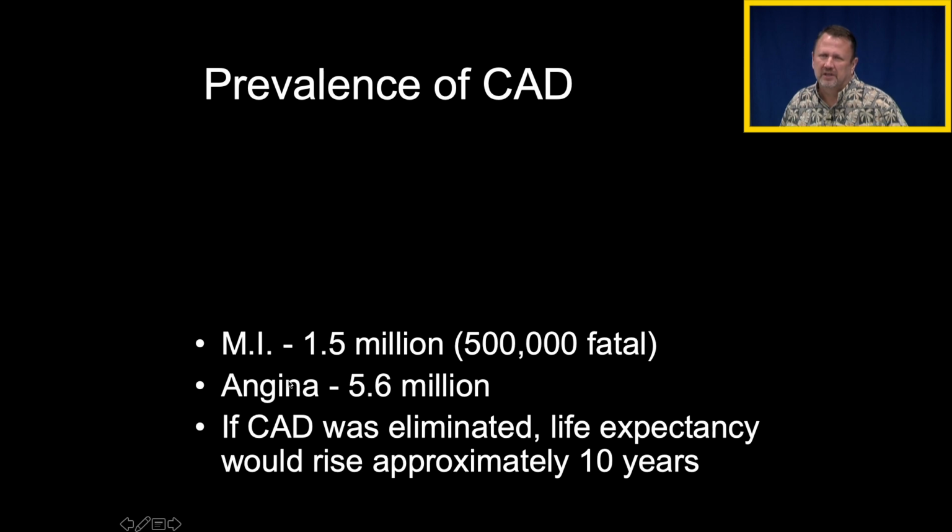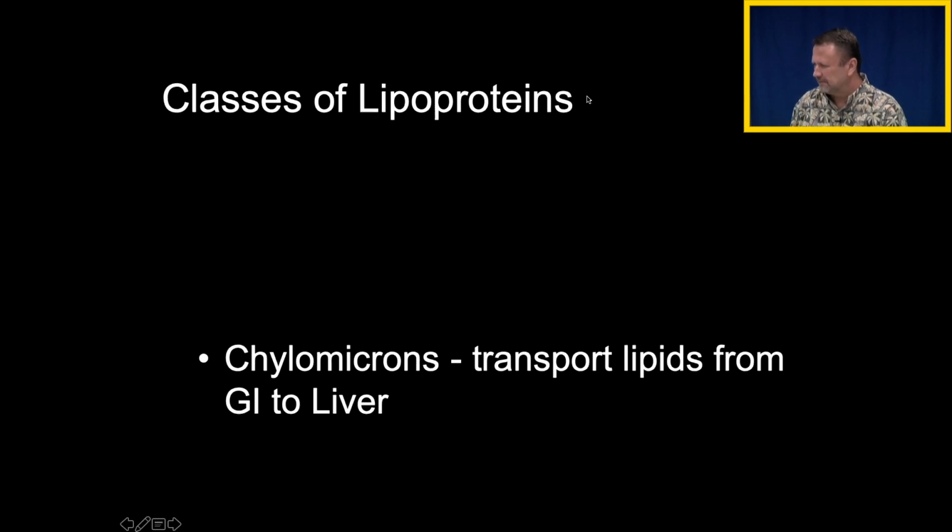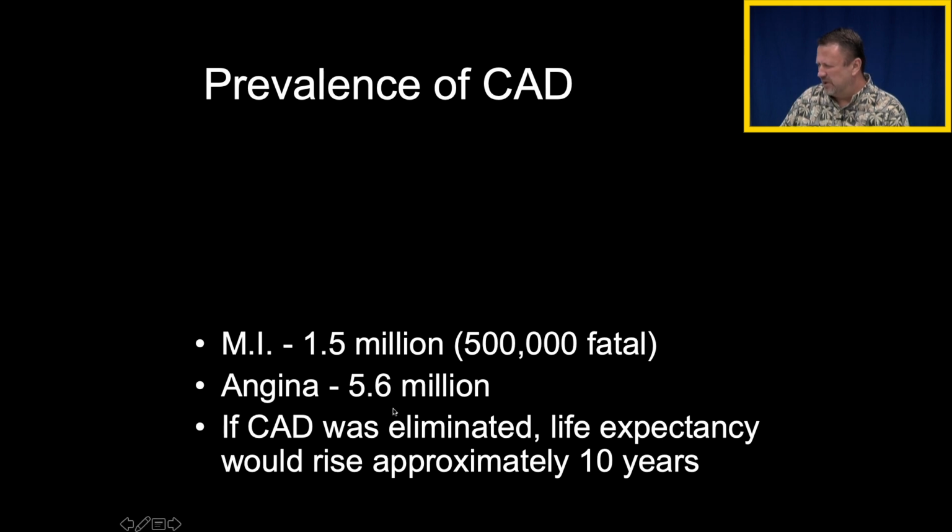But what I do want you to see is, and this is in the United States, myocardial infarction affects 1.5 million people annually, and 500,000 of those each year are fatal. These are interesting numbers to keep in mind. Angina, which is chest pain due to coronary artery disease, 5.6 million people suffer from that each year. I think that's incidence. 5.6 million new cases of angina each year. Incidence is the first time we see it.